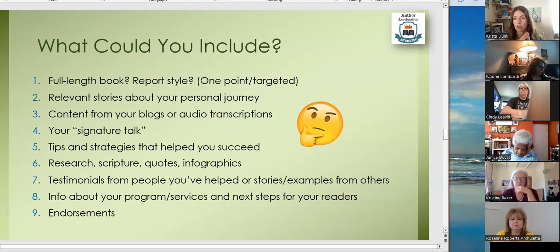Like, for example, I could probably take this slide right here about what you could write about in your lead magnet book, and make it a lead magnet book for working with authors. So what is one point that you talk about when it comes to the message that you have? You could turn that one point into a shorter version of a lead magnet, right? So you could do that.